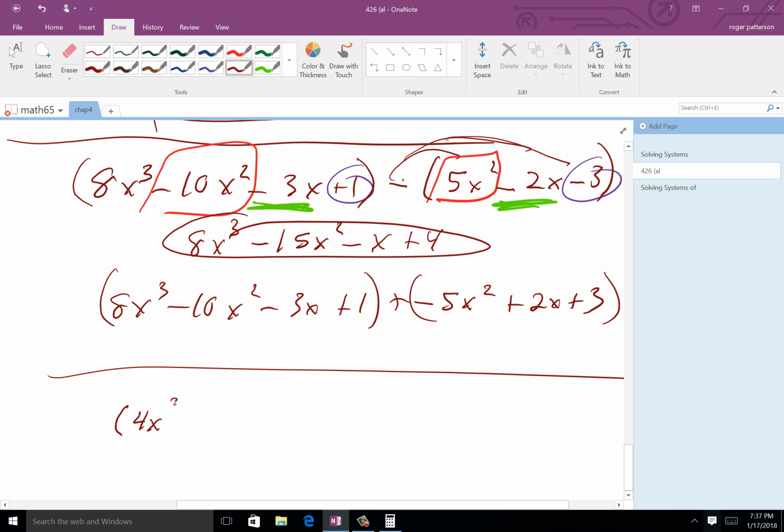4x cubed plus 2x squared minus x minus 2. I'm going to make this another minus. x cubed minus 3x squared plus x minus 1. All right.